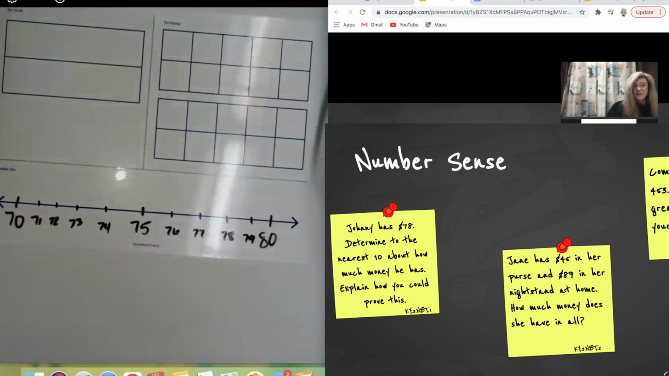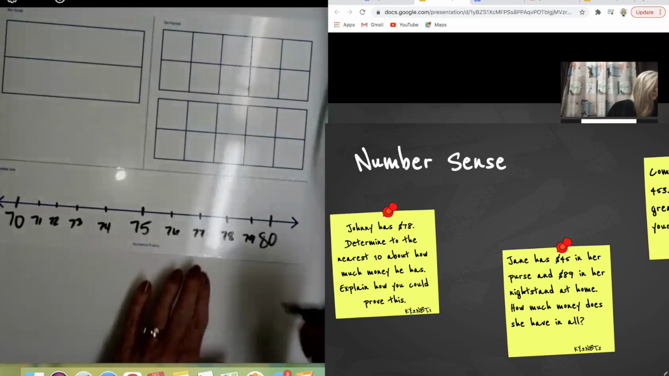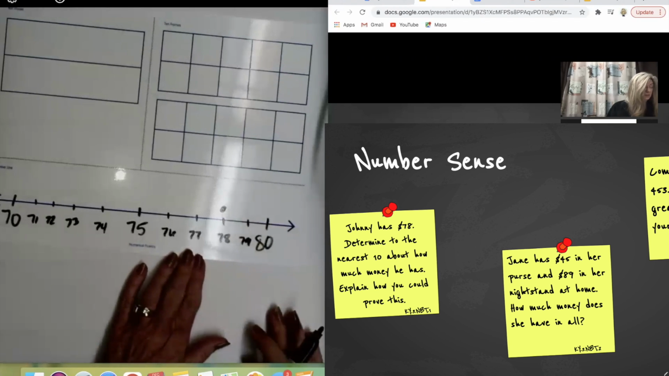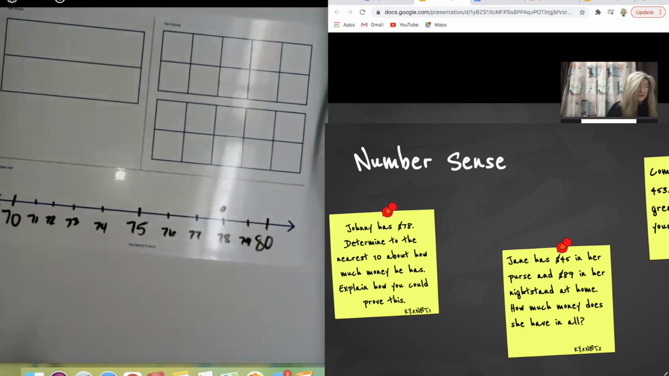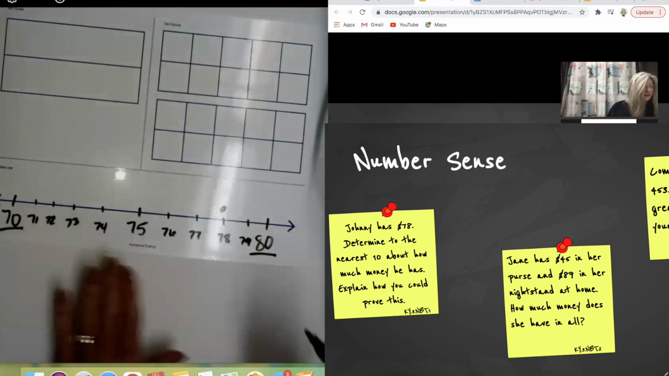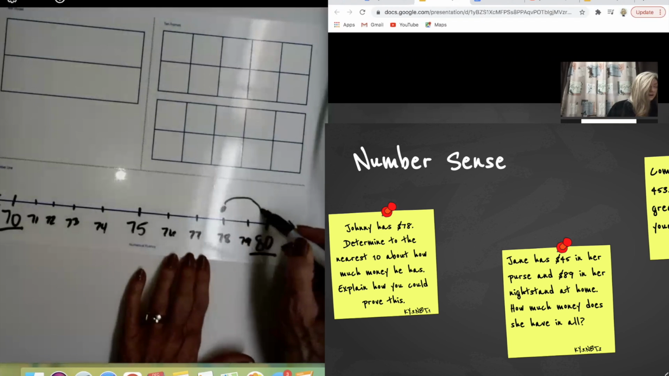And of course, you have the kids identify where 78 is. So 78 is right here. So thinking about the nearest 10, what's the nearest 10? Here are our 10s, 80 and 70. And obviously they can see that it's closer to 80.